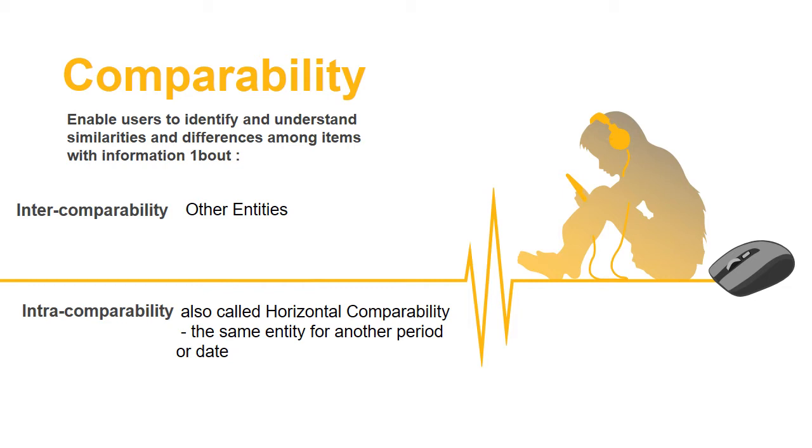While sa intra comparability naman, you are comparing the same entity for another period or date. For example, Corporation A. Kino-compare mo yung financial statements ni Corporation A for the year 2019 and his financial statement for the year 2020. The same entity but between two different periods, year 2019 and year 2020. That is the intra comparability. If the financial statements is comparable, it will enhance the financial information. Kasi makakaapekto yun sa pag-decide ng mga users of financial reports.